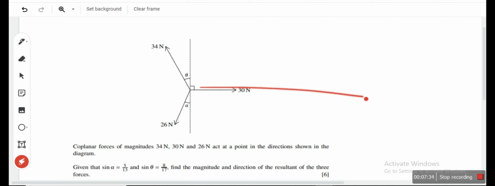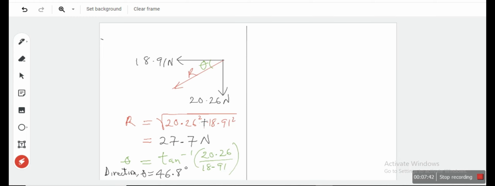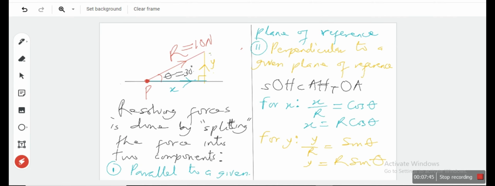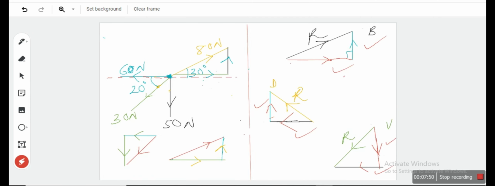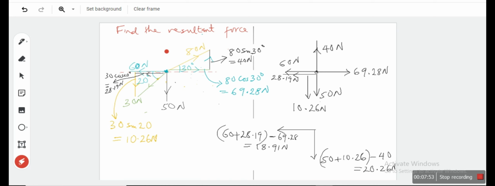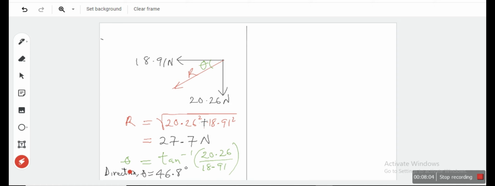So we need first of all to find the resultant force, like we did in the previous example we worked on. This is the first thing we did, where we found the resultant force. We got 20.69 as the resultant force, and then we also found the direction by using tan inverse of this over this. That's tan inverse of 20.26 over 18.91.